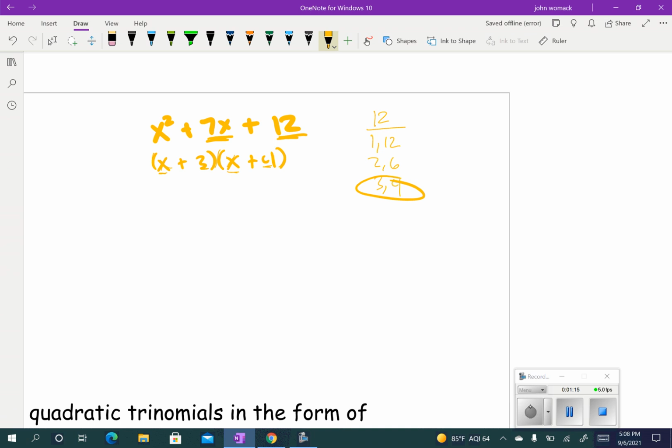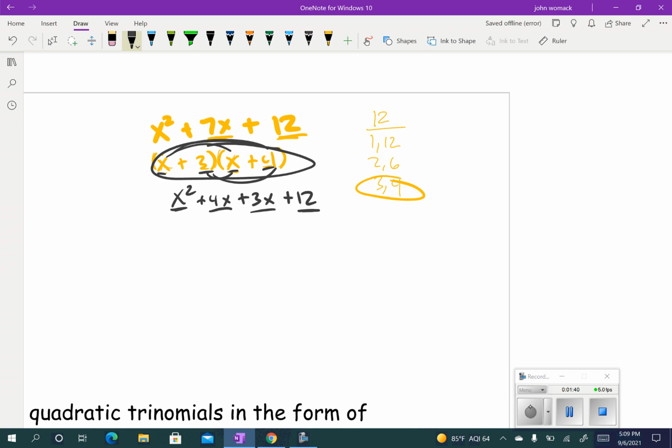Right? And if I multiply that back out, you can see how we get the answer, right? We get x squared plus 4x plus 3x plus 12. So you can see the 3 and the 4 give us the 12. The x and the x give us the x squared. And then the outside, the 4 times x, and the inside, the 3 times x, right? The 3 and the 4 add up to give us the 7x in the middle. Okay, so that's our factored form right there. And we did great at that.